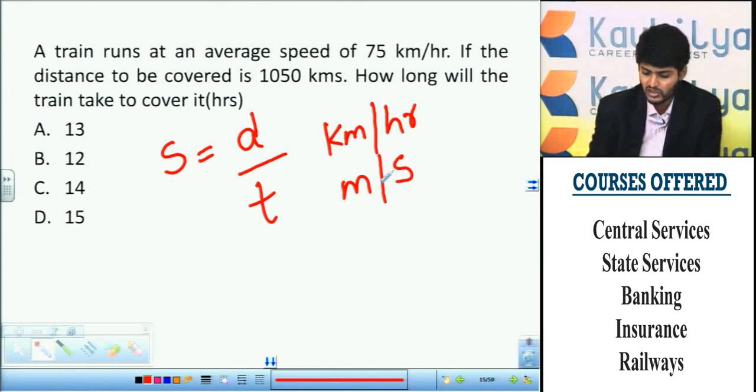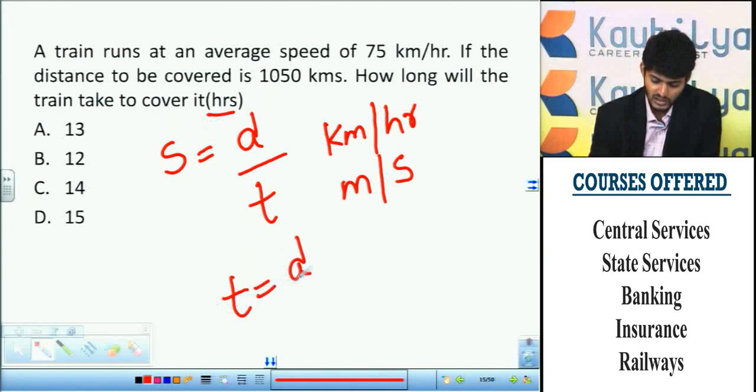The given problem is straightforward. He is asking, speed of the given train is given as 75 kilometers per hour and the distance to be covered is 1050. So that speed is in kilometers per hour, distance is in kilometers, and the final answer is expected in hours. So there is no conversion required. So time from the above formula is nothing but distance by speed.